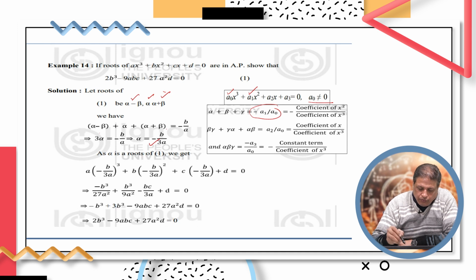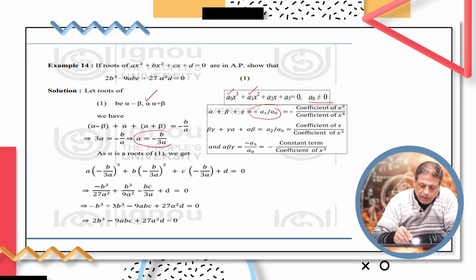Using the formula, one of the roots is alpha, that is minus b by 3a. Now, we are supposed to show that this is the ultimate outcome of this cubic equation if the roots are in AP, and one of the roots is alpha. So, alpha should satisfy this cubic equation.